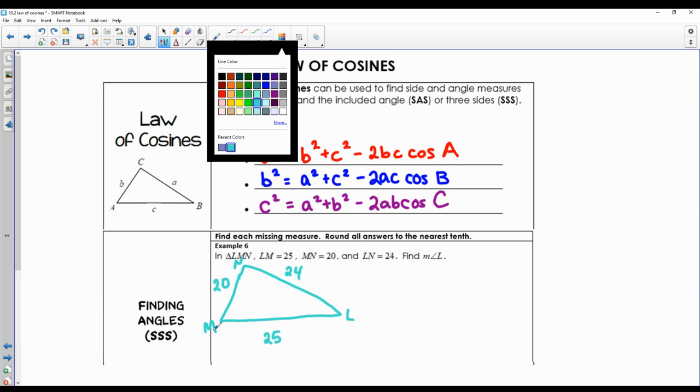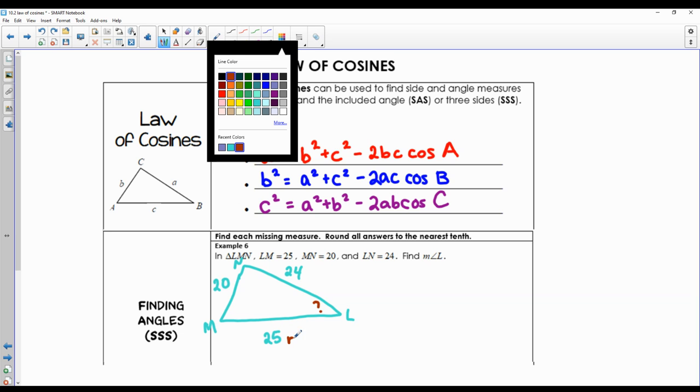So just kind of double check that you've got the right letters there. So ML or LM is 25, MN is 20, and LN is 24. All right, they need us to find the measure of L. So this is what we're asked for right there. So again, just label your triangle. If you want to use A, B's, and C's on top of it, that's fine. Please just know I'm going to show you using these letters.